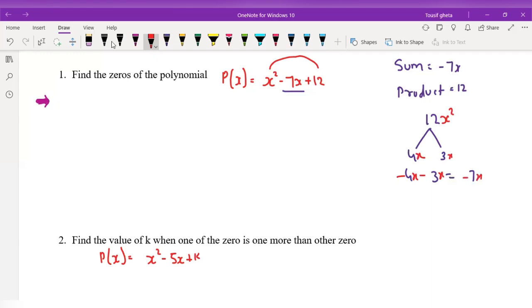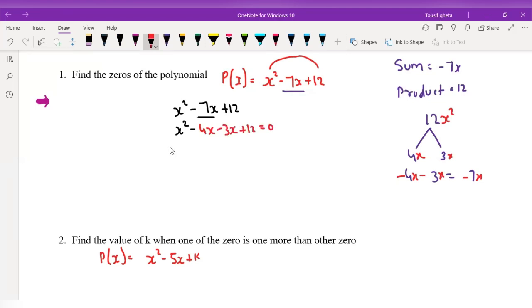So minus 4x minus 3x gives minus 7x. Just substitute in your equation, that is x square minus 7x plus 12. So x square we write as it is, and in the place of the middle term, we substitute those two terms. We got minus 4x and minus 3x, and the last term plus 12 as it is, equal to 0.